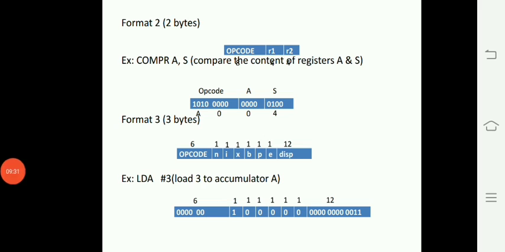The example for format 3 instruction is LDA #3, which means it will load the integer value 3 into the accumulator register A. The value of LDA is 00. Only the 6-bit opcode value is represented in the instruction, followed by NIXBPE. We will see the significance of all the NIXBPE bits later. And the last 12 bits are used to represent the displacement.